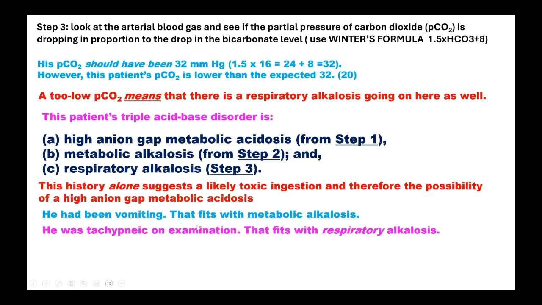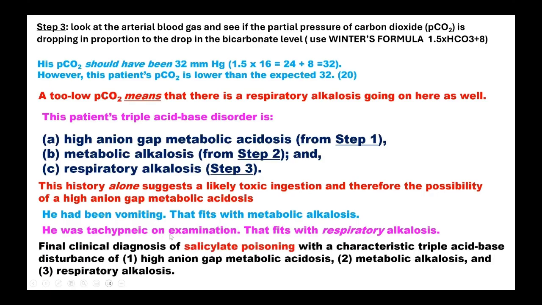And because he has been vomiting, that produces metabolic alkalosis also. His tachypnea fits in with the respiratory alkalosis. So it may be a case of salicylate poisoning because of these 3 things that are happening. So this is a triple disorder. This is not a simple, straightforward, single disorder ABG.